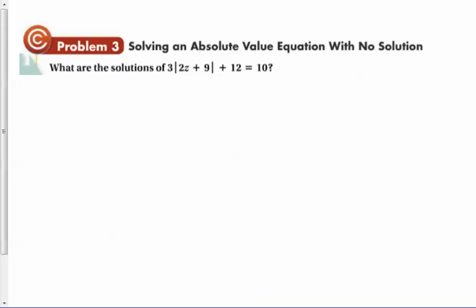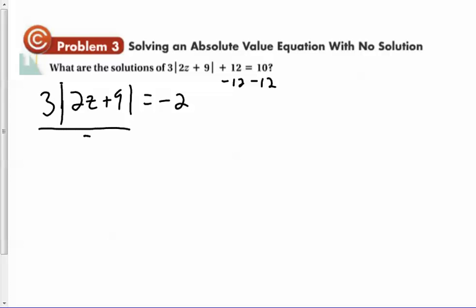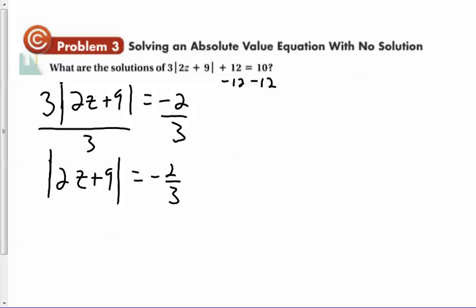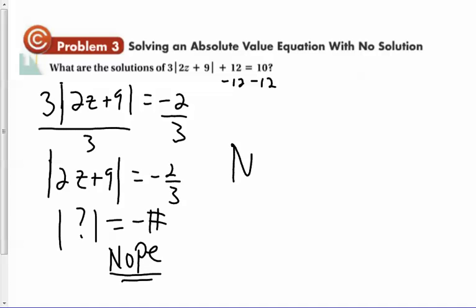All right, moving on. Let's look at this one. You've got 3 times the absolute value of 2z plus 9, plus 12, equals 10. What we want to do is get the absolute value completely by itself, so I'm going to subtract 12. Now I have 3 times the absolute value of 2z plus 9 equals negative 2. Now I'm going to divide both sides by 3, and I have the absolute value of 2z plus 9 is equal to negative 2/3. I can stop there because the absolute value of something cannot equal a negative number. Is that possible? Nope, it is not. So there's no solution, because you can't take the absolute value to get a negative number.